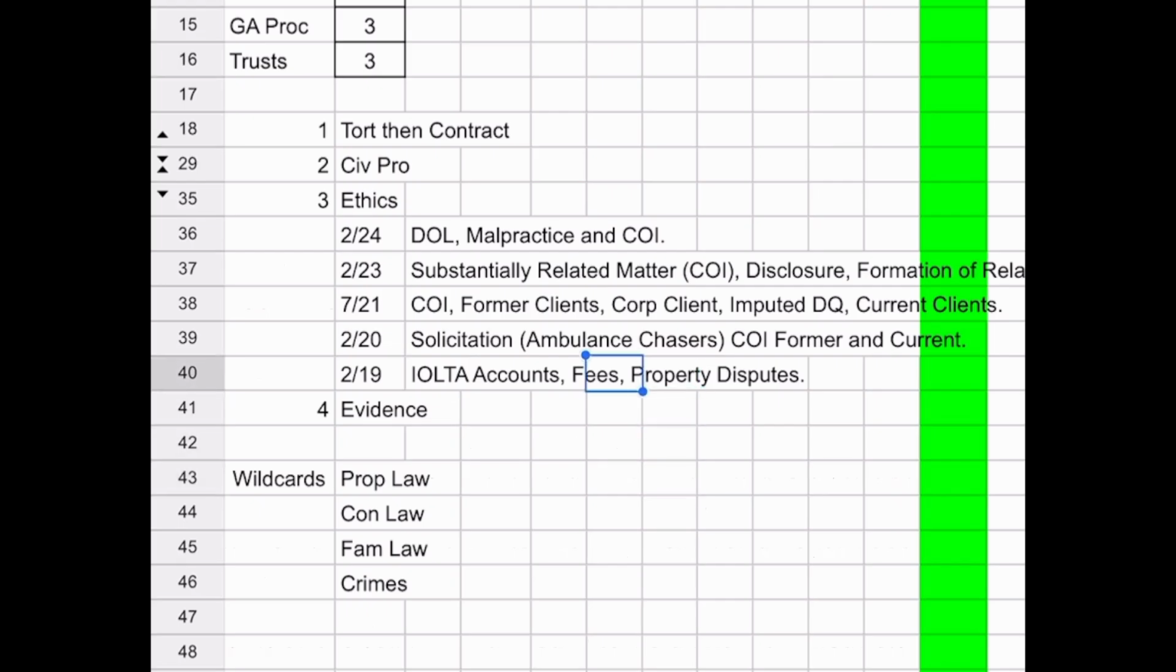So I would hone in on this February 19 and February 20. So I guess around the pre-pandemic, take a look at solicitation, all the rules behind that. Take a look at this IOLTA account, fees, like contingent fees and fee agreements, all the rules that go along with that. Leave comments if you want to talk about it further.